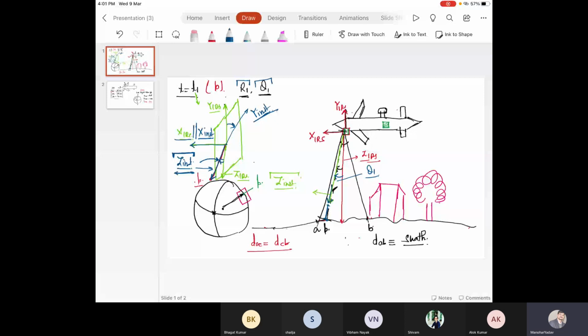See, from the laser scanner origin to this point P, the distance is measured R1. The z-axis of instantaneous coordinate system is considered towards the direction of range measurement. Okay. So what will be the coordinate of point P in the instantaneous coordinate system?